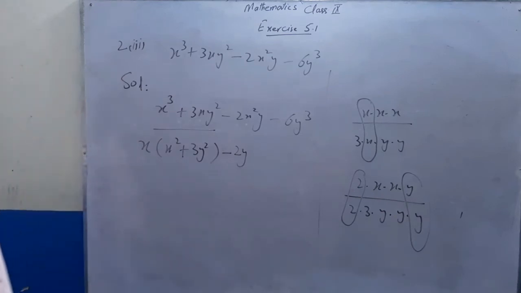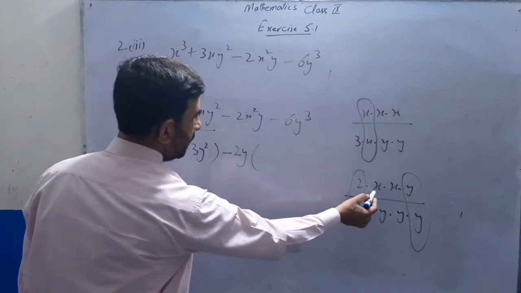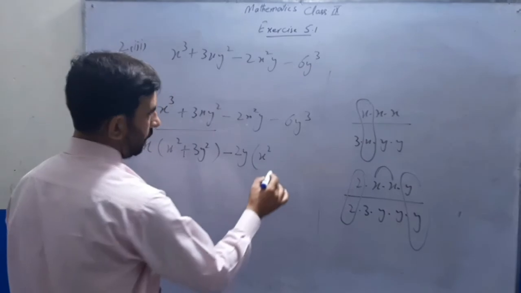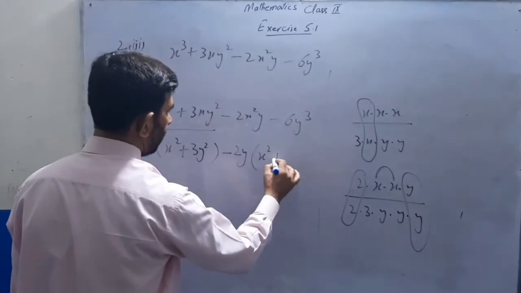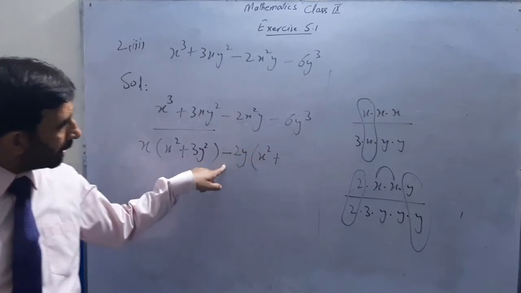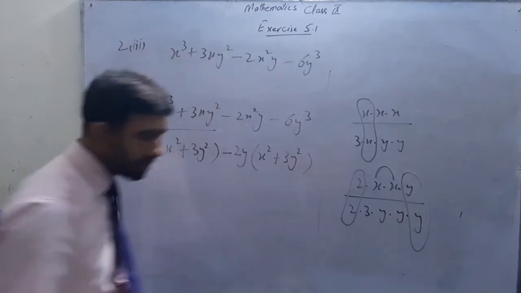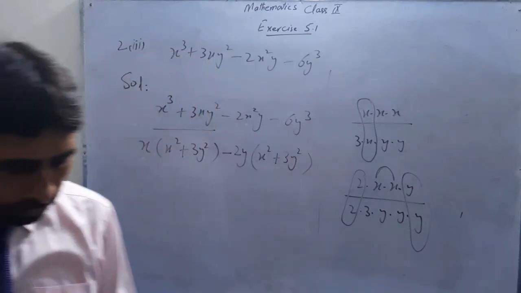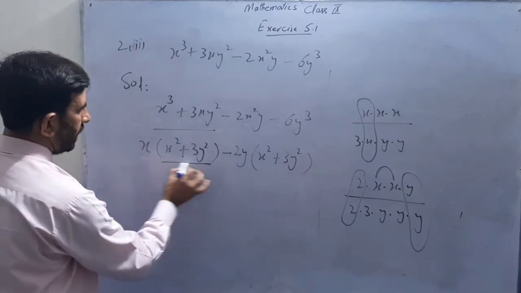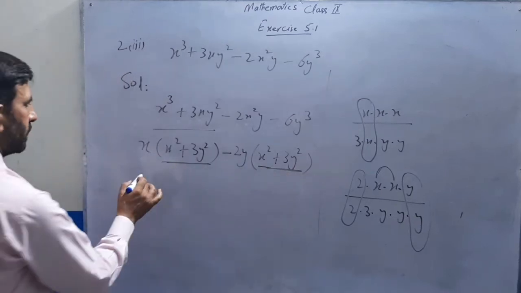So 2y is common. And here you write the first number above the line: there is x square, like x and x, these leave x square. And below the line the sign will be changed to plus because there is a minus sign outside the bracket, and here you write 3y square. It is just like the 5th and 6th part of question number 1. Whole brackets are common, like x square plus 3y square is over here as well as over here, so it will be taken as common.